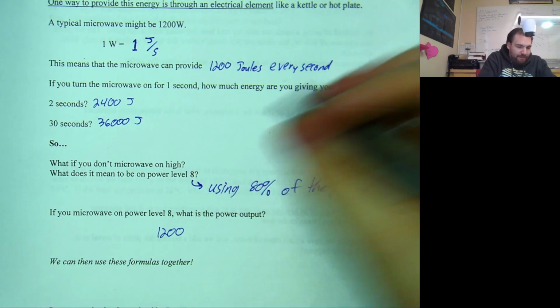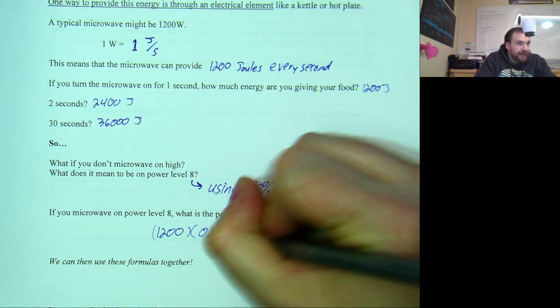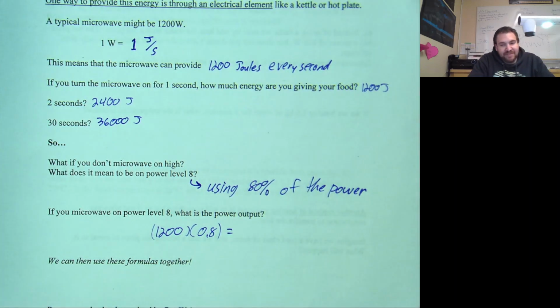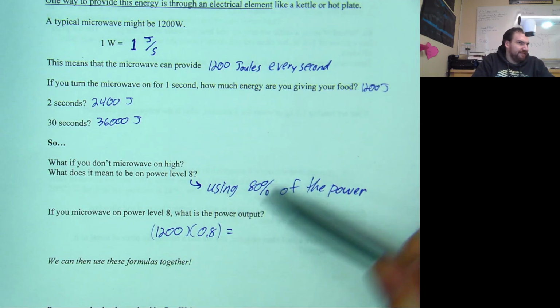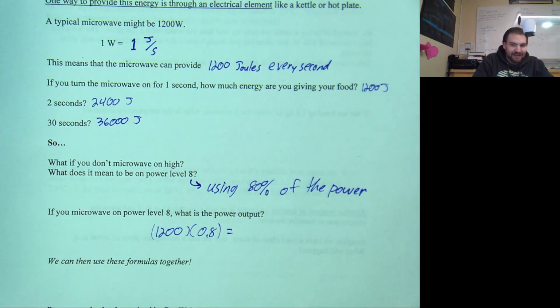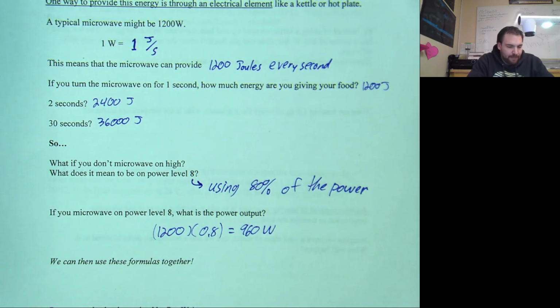This 1200 watt microwave, times 0.8, same thing as subtracting 20%, is going to be how much power? Are we cool with 80% being 0.8? That's not something I have to explain? That's something I have to explain to my nines. Yep. 960 watts. Cool.